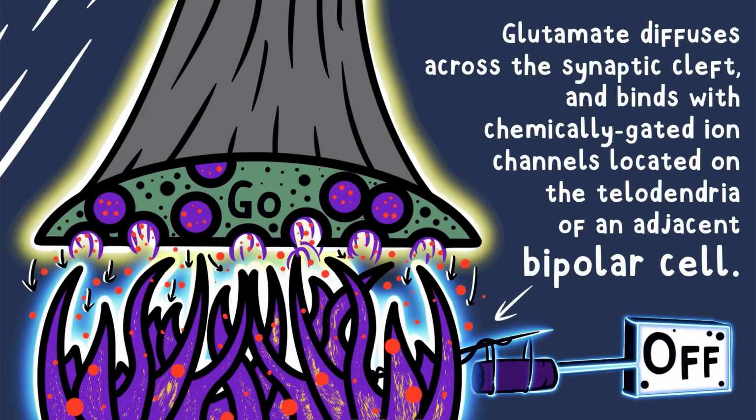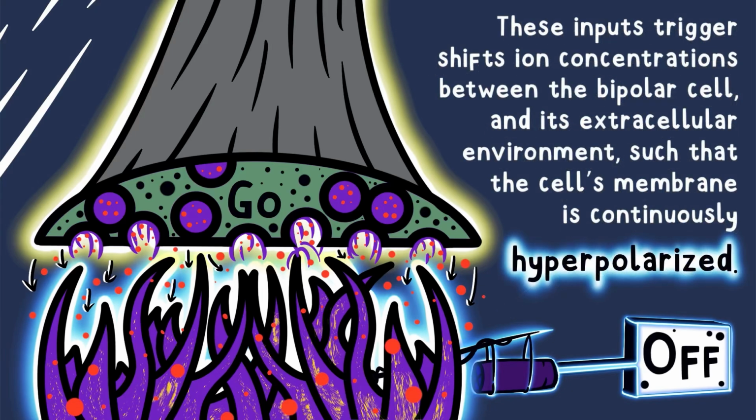Glutamate diffuses across the synaptic cleft and binds with chemically gated ion channels located on the telodendria of an adjacent bipolar cell. These inputs trigger shifts in ion concentrations between the bipolar cell and its extracellular environment, such that the cell's membrane is continuously hyperpolarized, i.e., it keeps it in the off position.